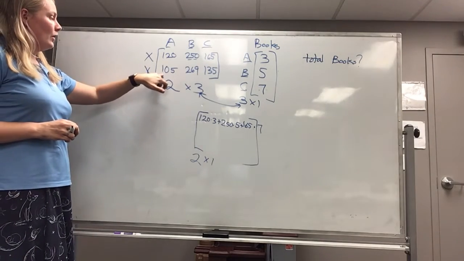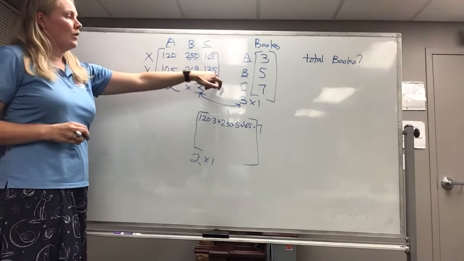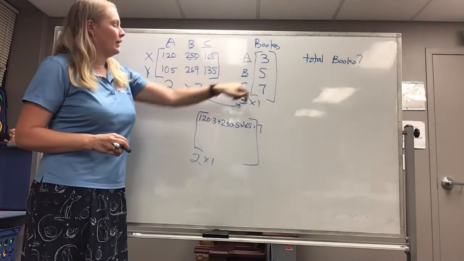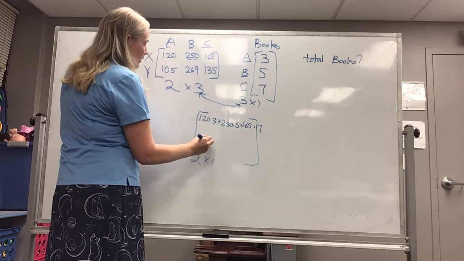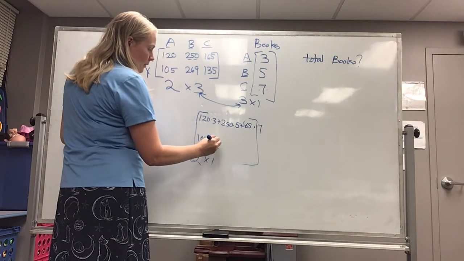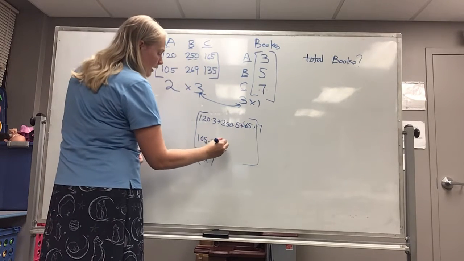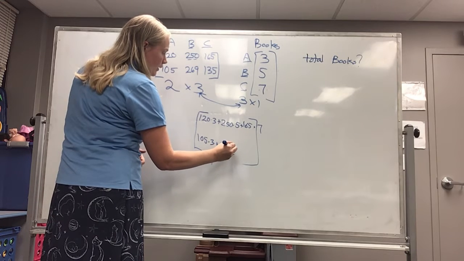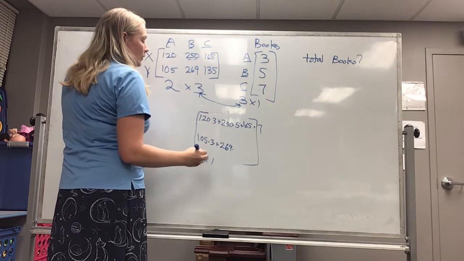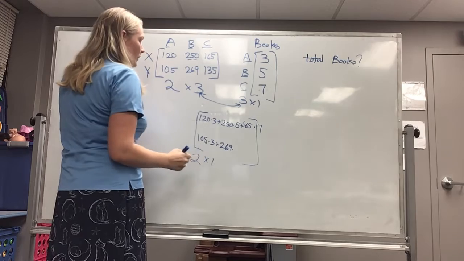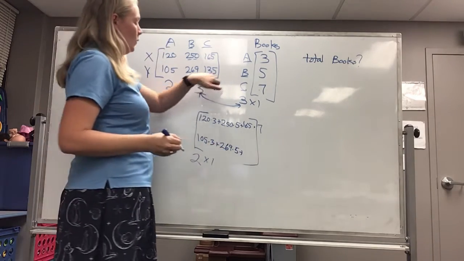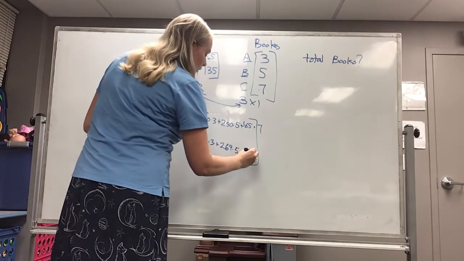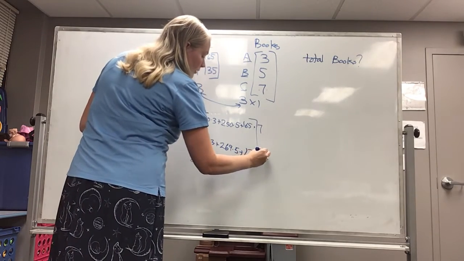But for our second row, we're going to be taking our second row, again, times our only column. And so we'd have the 105 times 3 plus 269 times the 5 plus 135 times the 7.